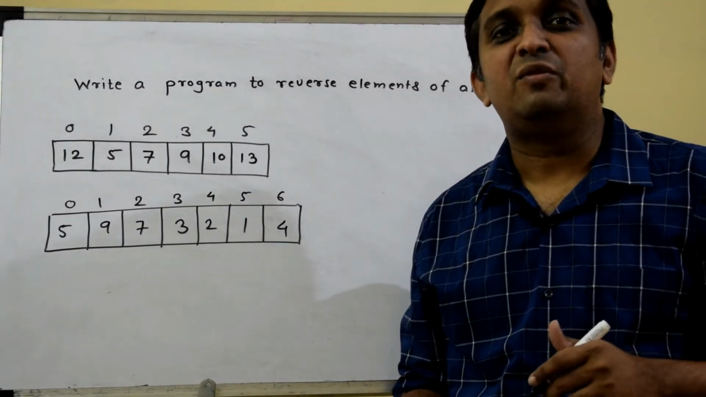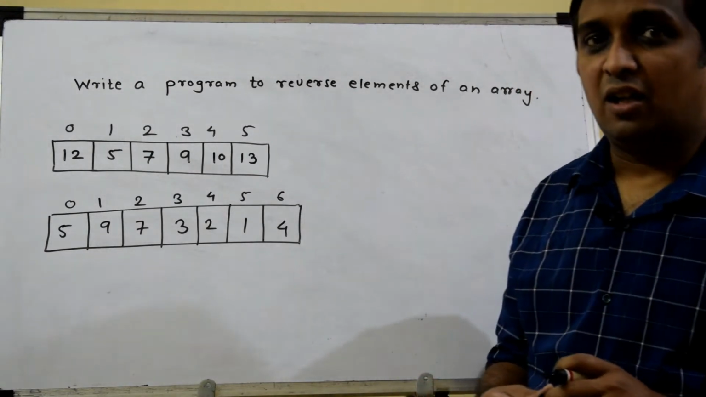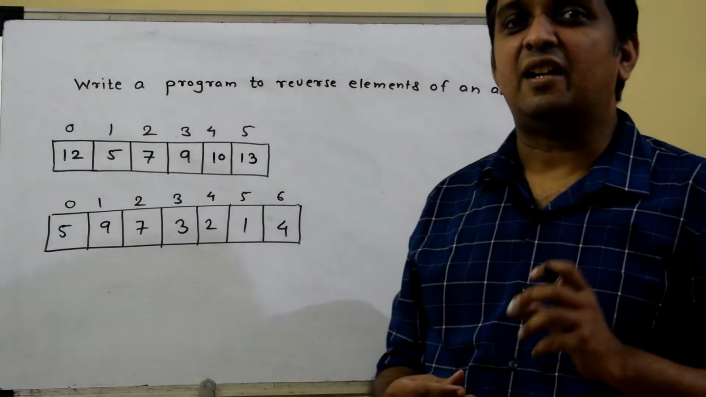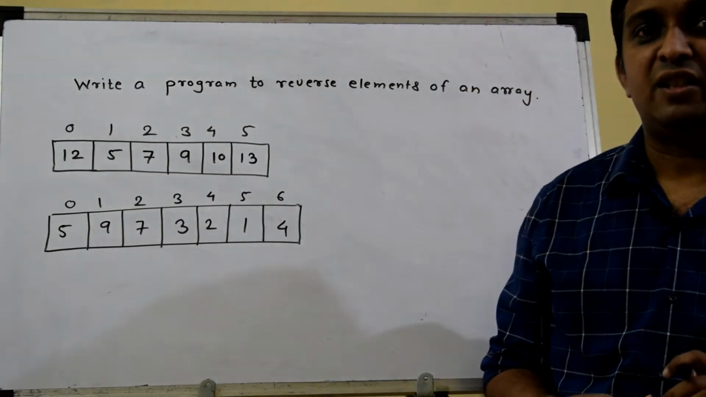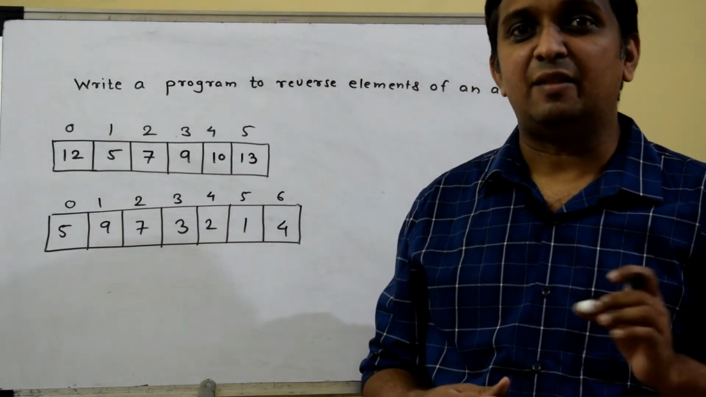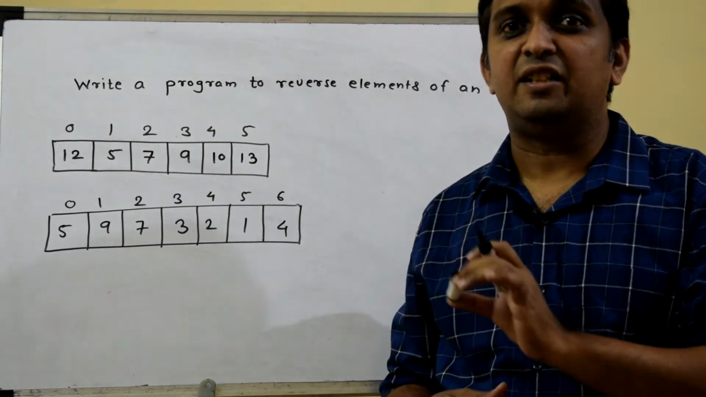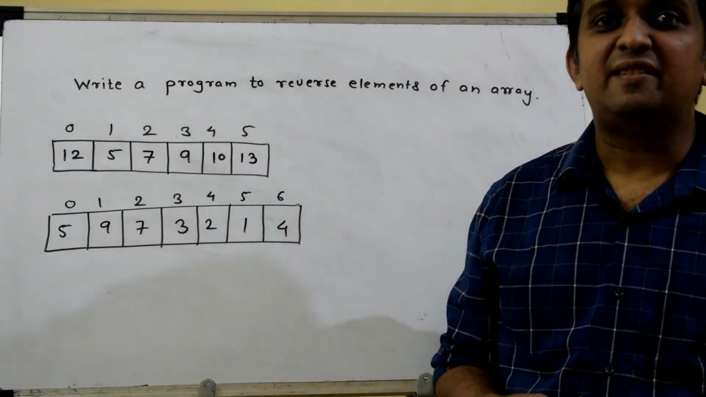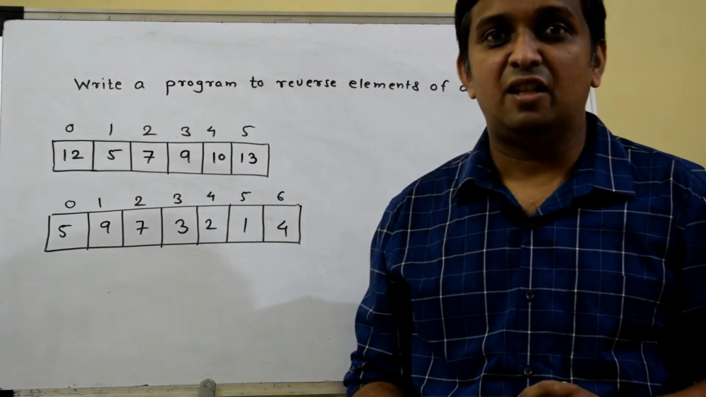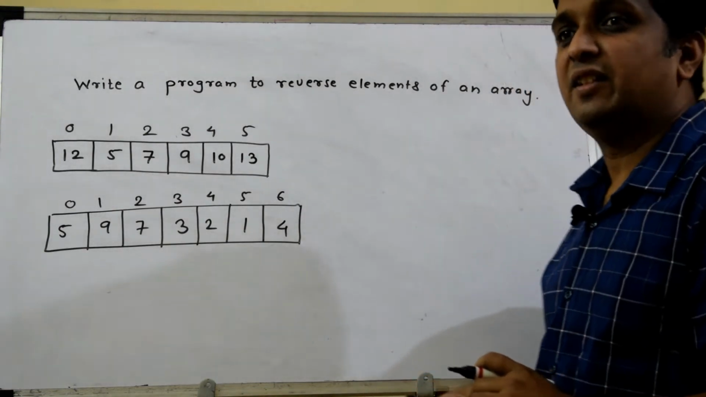We'll see how to reverse elements of an integer array using a C program. When I say reversing an array, there are two ways to reverse the elements of the array. One way is using another array. That means you will copy the elements of the first array into the second array in reverse order. And the other way is within the same array, where I will reverse the elements. So I will follow the second approach, where I am not going to use another array.